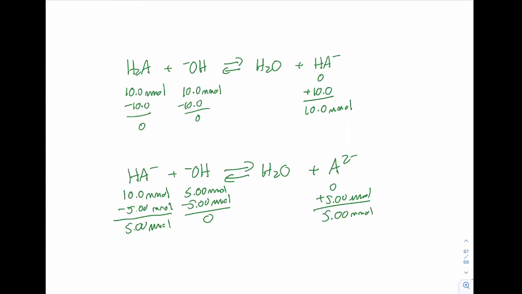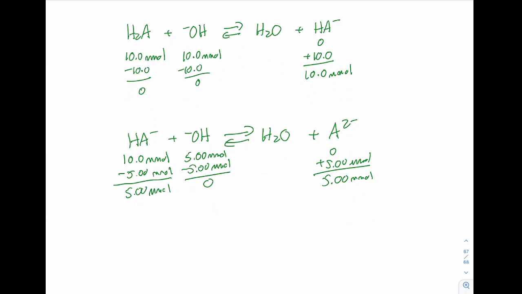And then when we take a look at what we have, I have HA minus and I have A2 minus. Those are conjugate acid-base pairs, so I have a buffer solution. So this time though, it's going to be an HA minus A2 minus buffer solution.